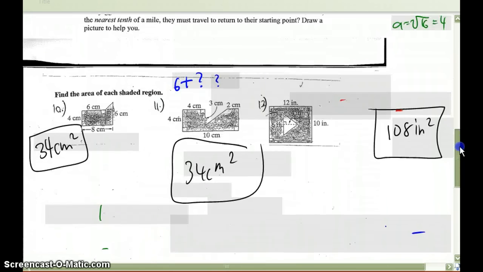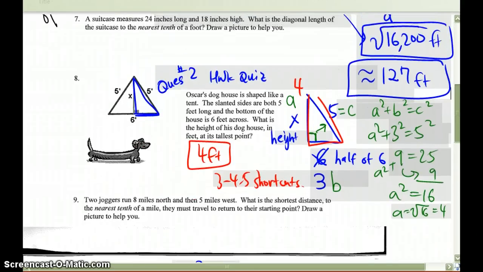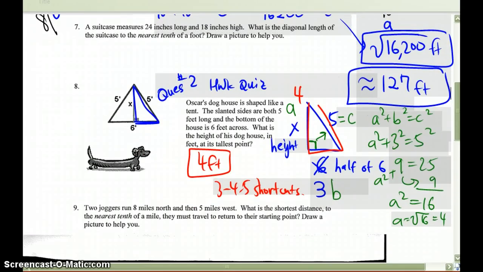And let's turn back to the front side. And we're good. We'll check the rest of the answers tomorrow.